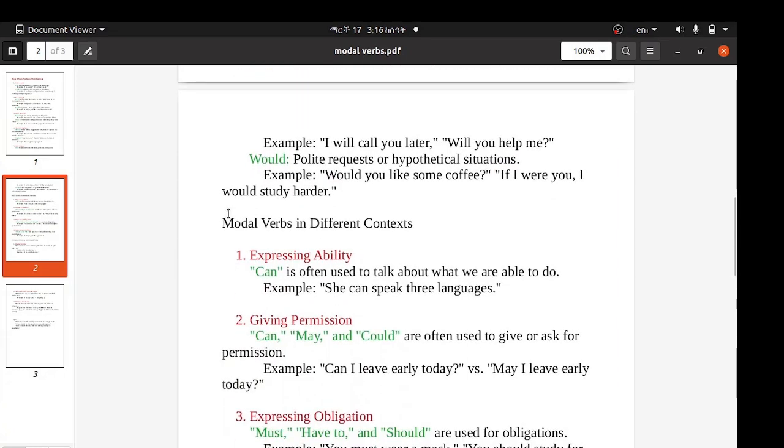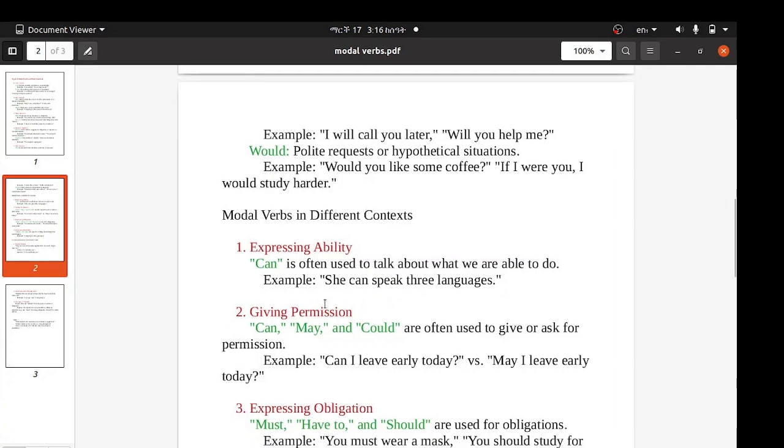Another one is modal verbs in different contexts. We can see modal verbs in different contexts. For example, can, expressing ability. We use can. Can is often used to talk about what we are able to do, as we have seen first. For example, she can speak 3 languages.